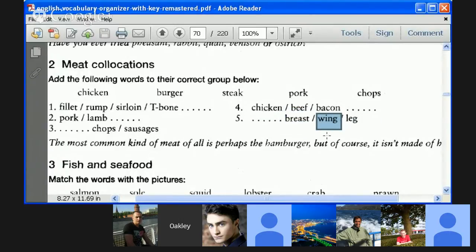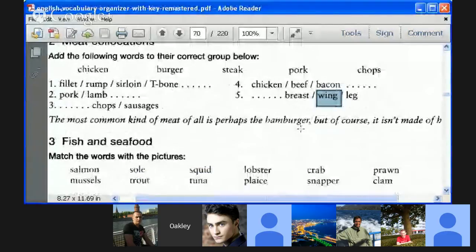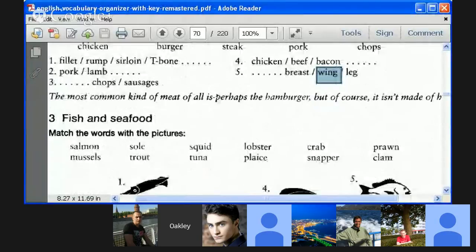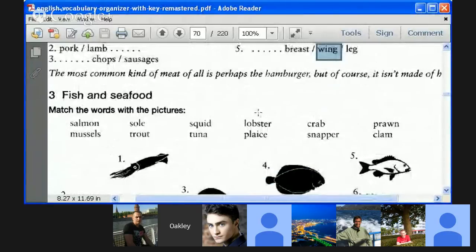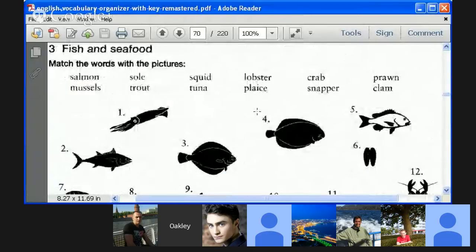Not wing. Okay. You don't like winged women? Okay. No. Let's stay away from that one. We're going to get ourselves in trouble. Let's say. All right. Okay.